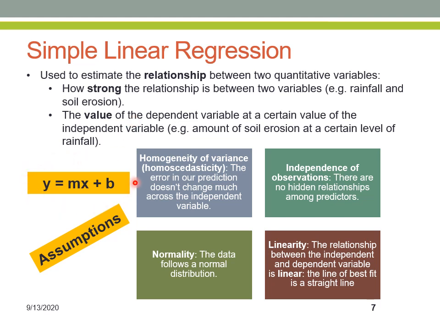This here is our basic equation, and in order to arrive at this equation, we have a number of assumptions. The first assumption is called homoscedasticity, which means that the error in our prediction does not change much across the independent variable. The second one applies typically to multiple regression, but it's really the independence of observations, meaning that there are no hidden relationships among the predictors themselves. Then thirdly, we want to ensure that the data follows a normal distribution, and fourthly, that it lends itself to a linear analysis.